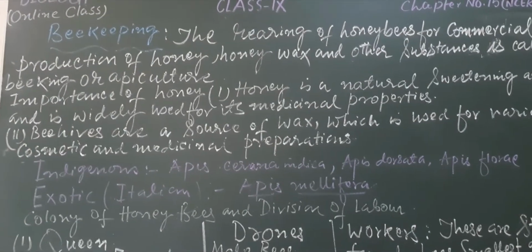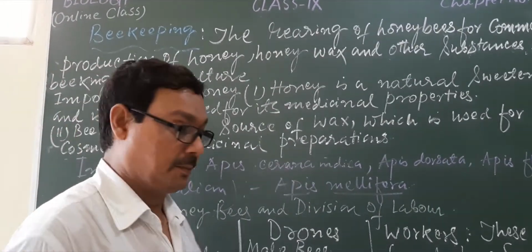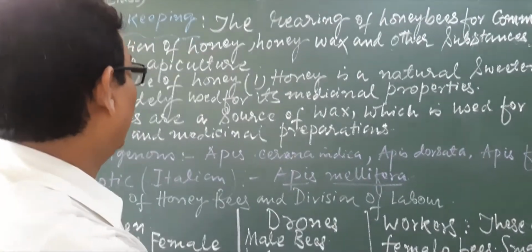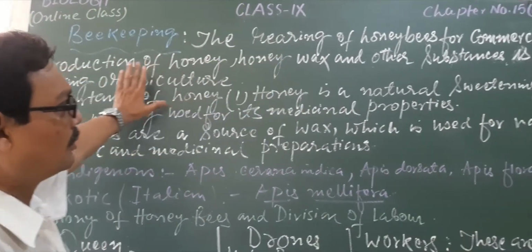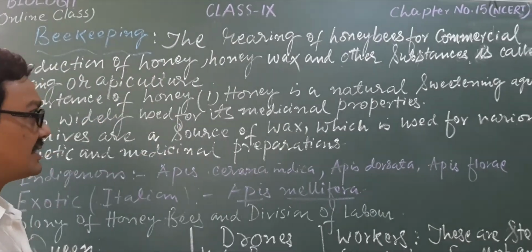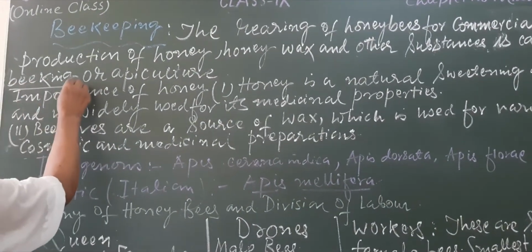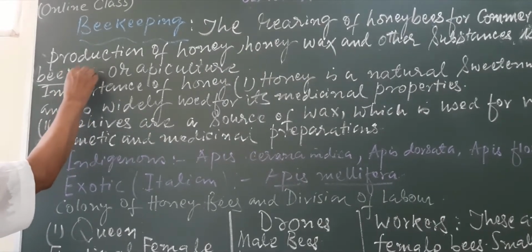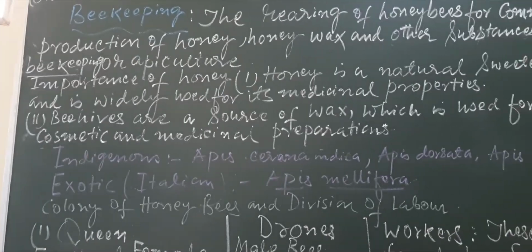Now we are in the last part of today's lesson, that is beekeeping, which is also known as apiculture. What is apiculture? What is beekeeping? The rearing of honey bees for commercial production of honey, honey wax and their substances is called beekeeping or apiculture.